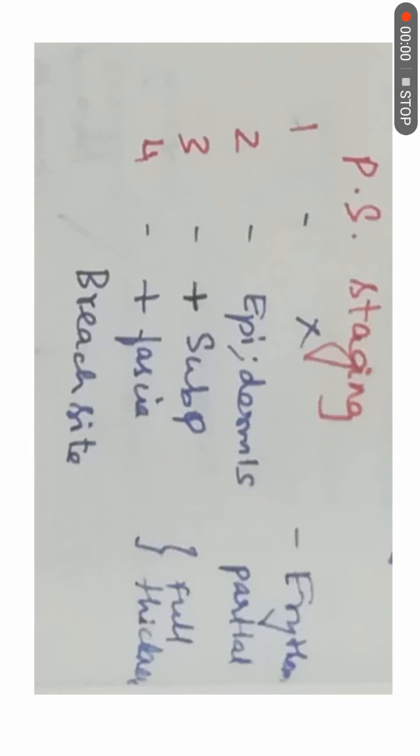Okay, the staging for pressure sores goes in this way: stages 1, 2, 3, and 4. In stage 1, a non-blanching erythematous wound alone is there. There is no breach in the epidermis or dermis. There is no breach at all. In stage 2, the breach site is the epidermis and the dermis. It's called a partial thickness wound. Stage 3 is all the above plus the subcutaneous part, and stage 4 is involving the fascia also. Stages 3 and 4 together are called full thickness wounds.